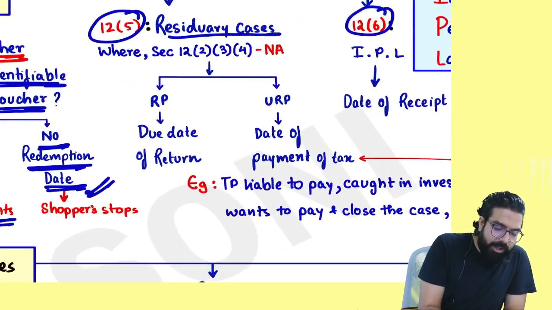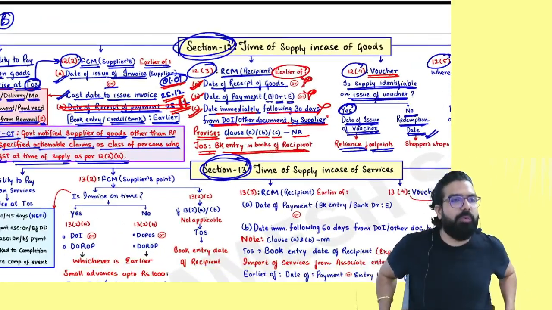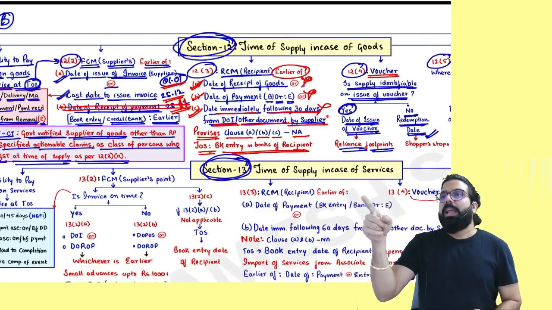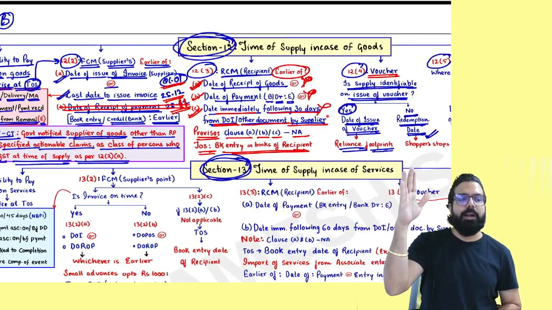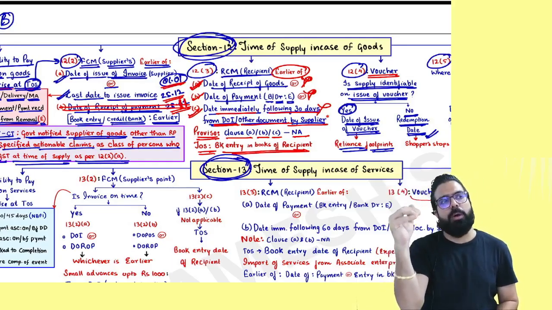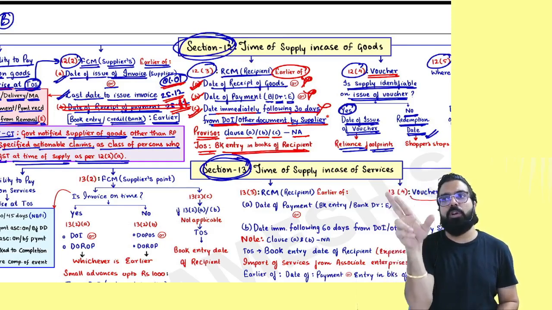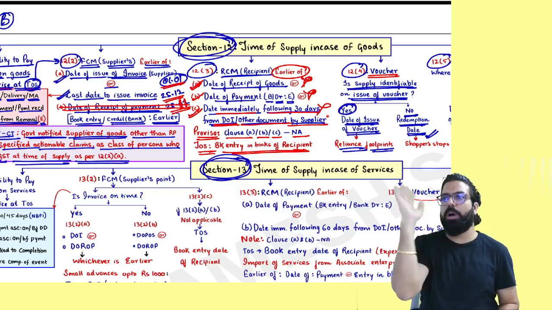The next one over here is the residuary case. Can you tell me what I told you till now? Section 12(1). Liability will come on the time of supply. In the forward charge mechanism, when will your liability come? Date of invoice, last date to issue invoice, or date of receipt of payment. But date of receipt of payment is only applicable in case of actionable claim. Can I go ahead, everyone?